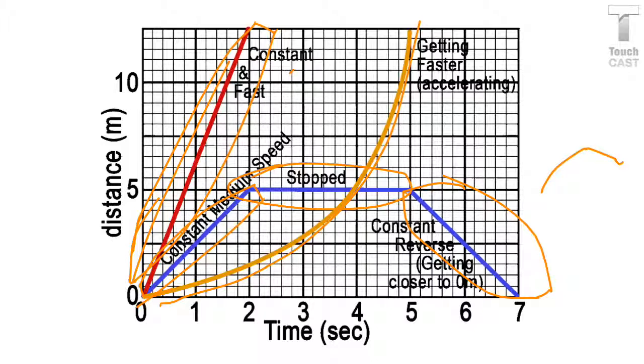Okay, so these are the things that you need to know about a motion graph. You'll see these things, and they're going to ask you about slope. So if you see a steep slope like this, you're going to know it's going fast. If you see something that's not quite so steep, it's kind of a gentle slope, you know that it's going at a medium speed. And finally, a flat line means that there is no motion, that it is stopped.